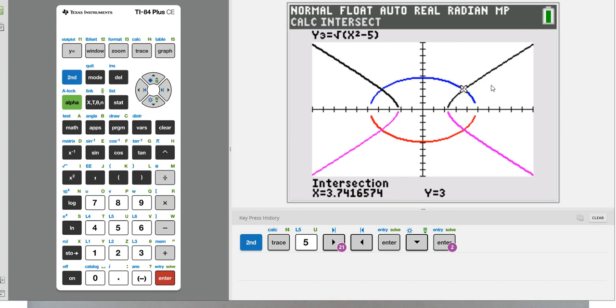Are we okay with this part right here? Were you able to get that? Let me see by hands. How many people were able to get that point? Well done. Well done. Way to go.